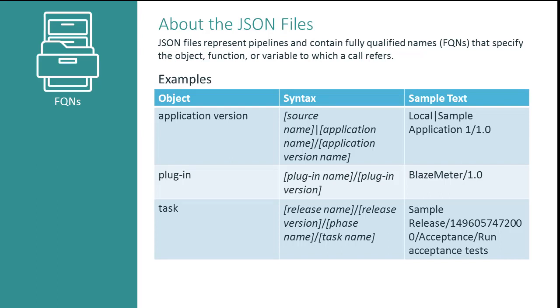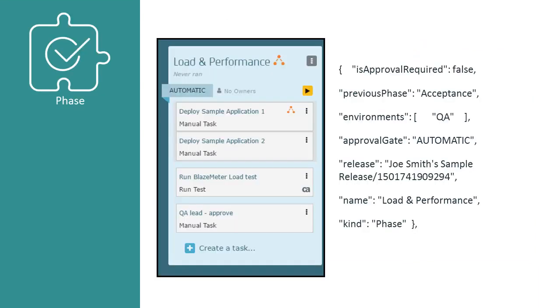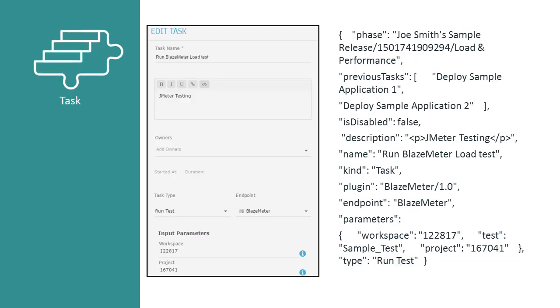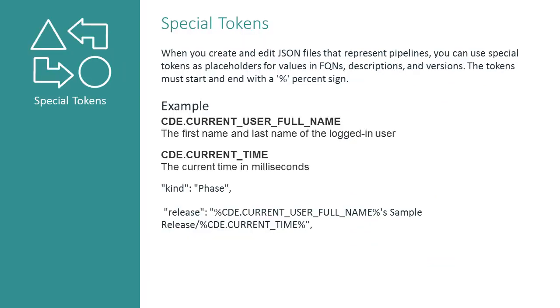JSON files represent pipelines and contain fully qualified names, or FQNs, that specify the object, function, or variable to which a call refers. Here you can see some examples of objects. This JSON code represents a phase and its associated metadata, such as name, environment, and approval gate. And this JSON code represents a task and its associated metadata, such as plugin, endpoint, and input parameters.